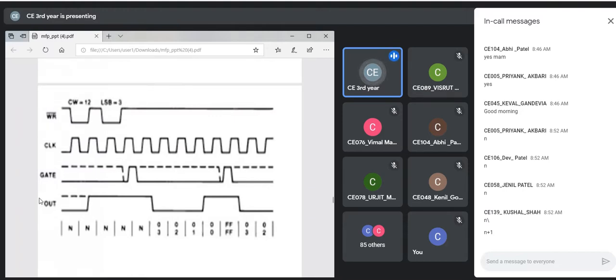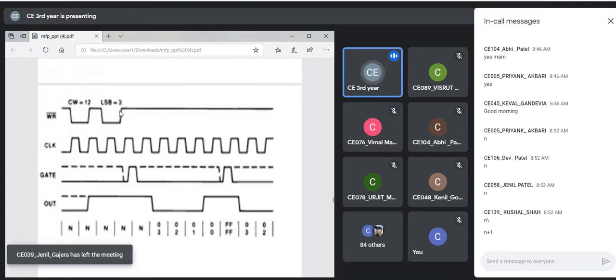Just to understand how exactly it behaves and to learn how we can use it in our application. Okay, fine. So here, as soon as the count is written, the output goes high. And it will remain high till something, right? It will remain high.